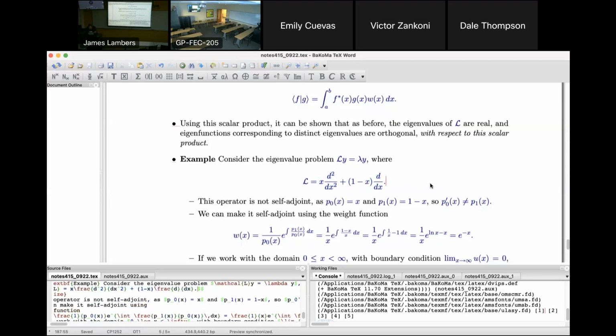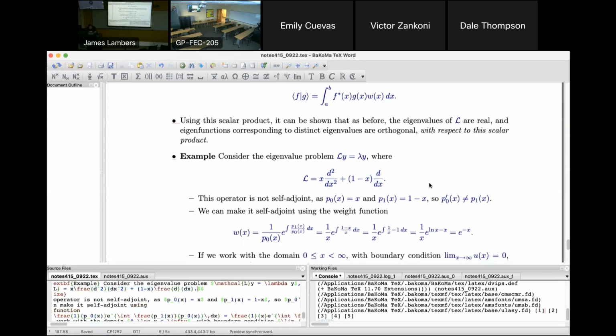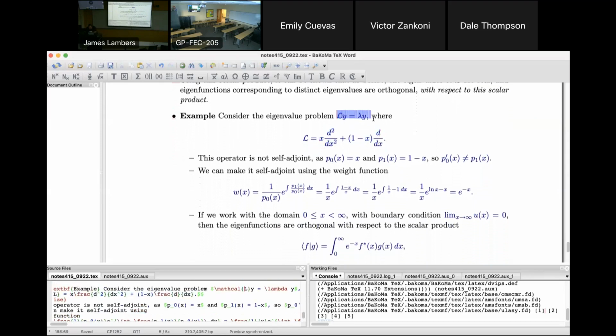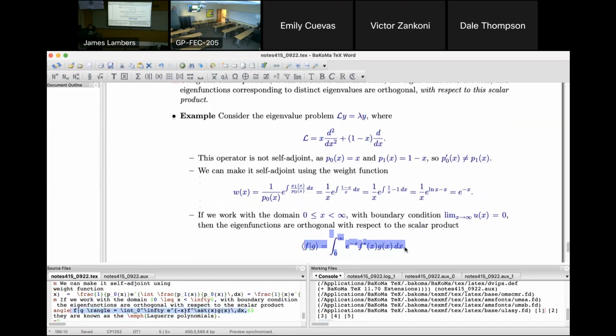At least with respect to the standard scalar product. Or another way of looking at it is, if I were to find solutions of this equation, Ly equals lambda y, then I would know that both solutions are orthogonal with respect to this scalar product, where we have a wave function e to the minus x. And what I've done here is I have this boundary condition that my solutions must go to 0 as x goes to infinity. So I'm working on the interval from 0 to infinity.